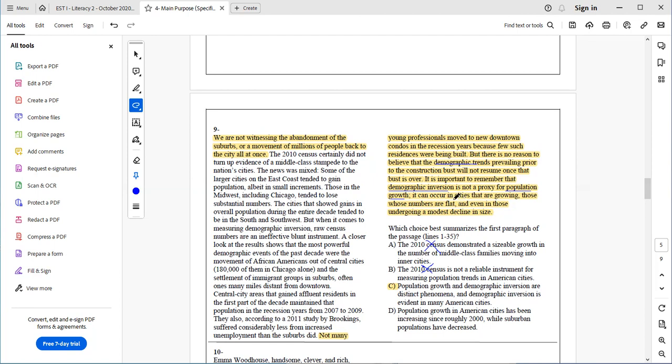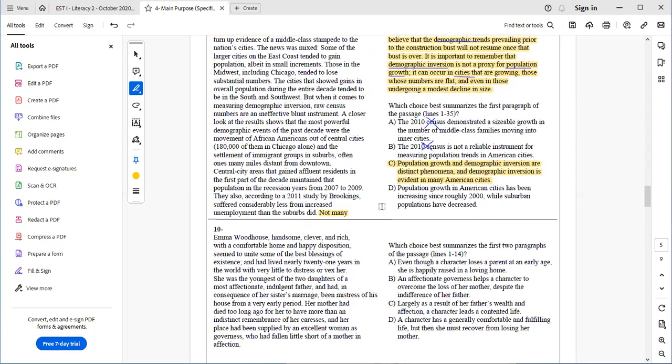Wait, he said it can occur in cities that are growing, those whose numbers are flat, and those undergoing modest decline. So it can happen in all cities. I'm with you. That it's C right now. Let's look at D. Population growth in American cities has been increasing since roughly 2000, while suburban population has decreased. No, he said here, we are not witnessing the abundance of the suburb. So no decreasing. So the answer is C.